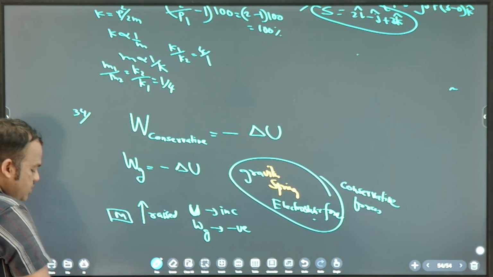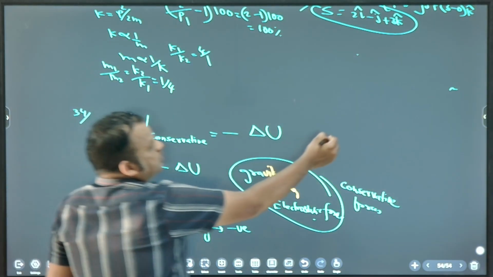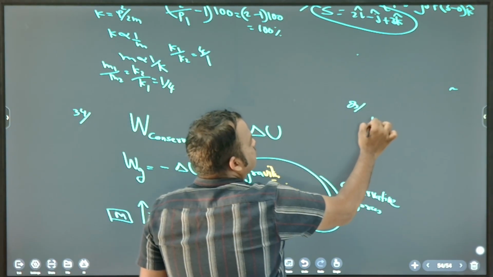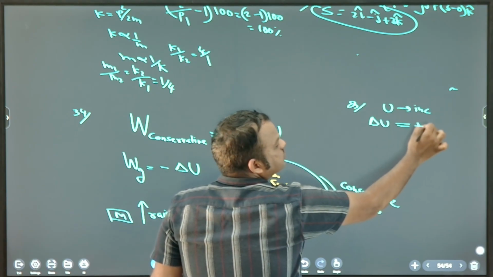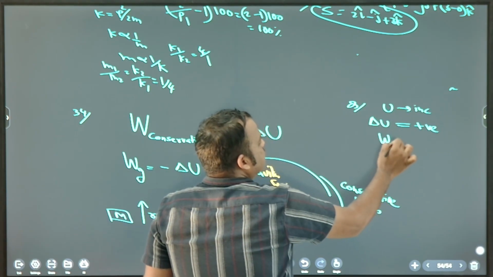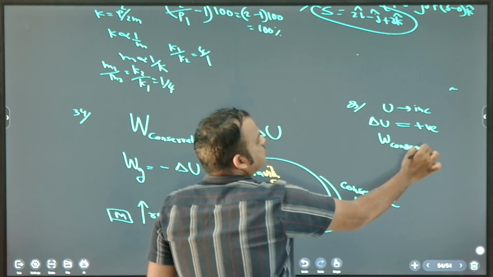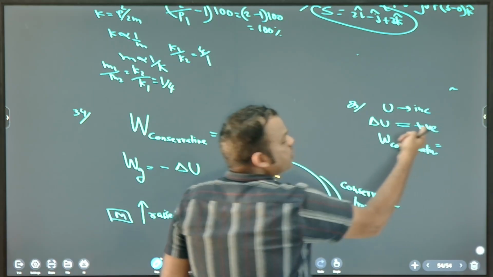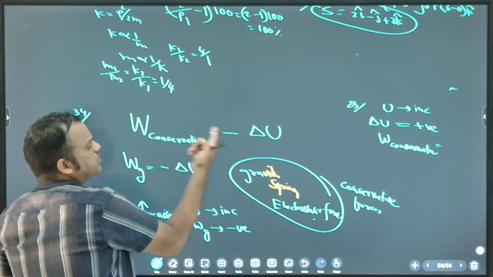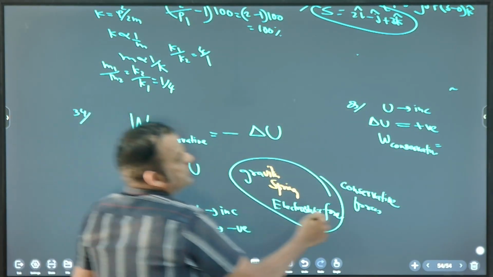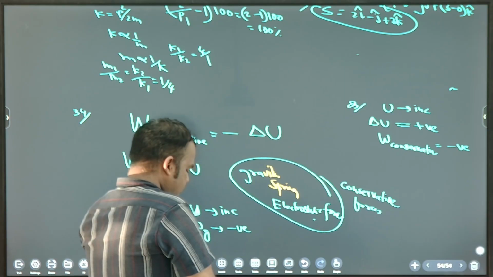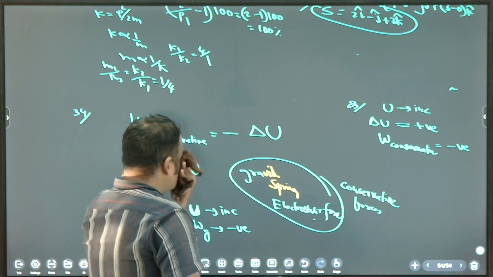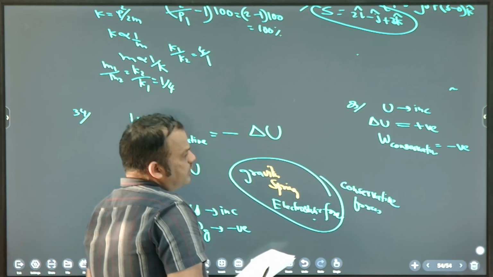So now come back to the question. Potential energy of system increases. According to the question, potential energy increases means delta U positive. Delta U positive means conservative work done is negative. So conservative work done is negative.